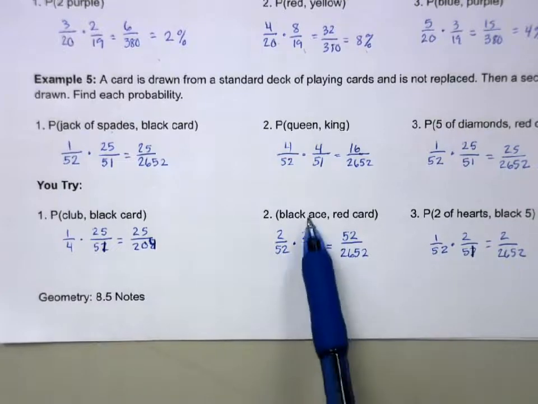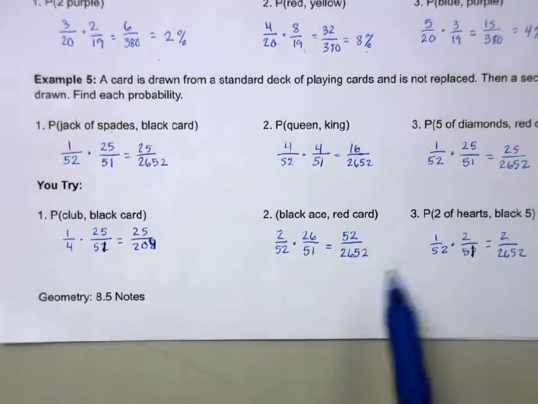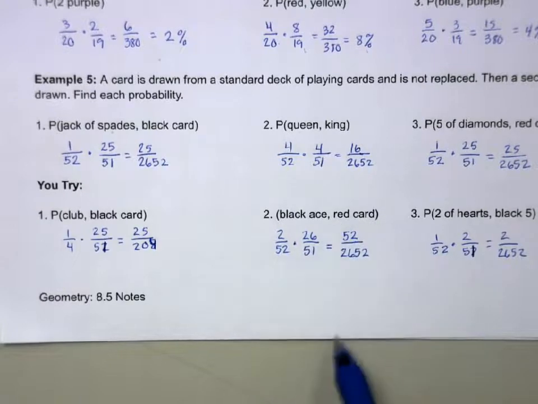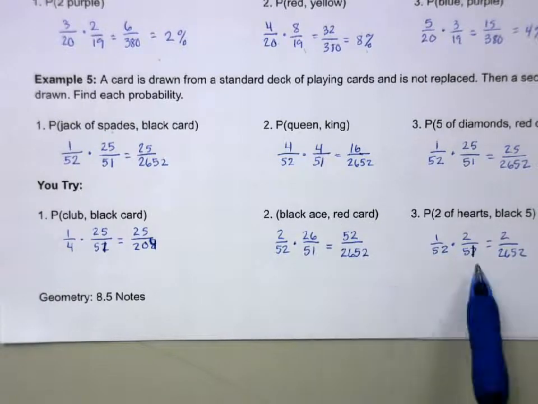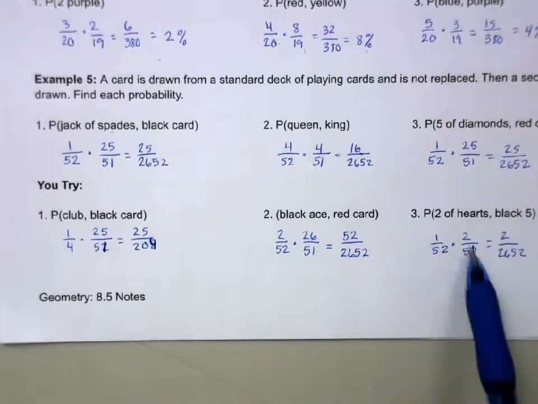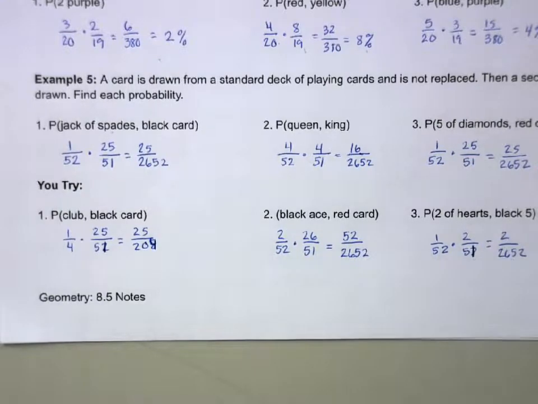Black ace, there are 2 of those out of the 52. Red card, there's 26 out of 51. So we get that. And then 2 of hearts, there's only 1 of those. Black 5, there's 2 of those out of the 51. So we get that probability. So that is probability and the multiplication rule.